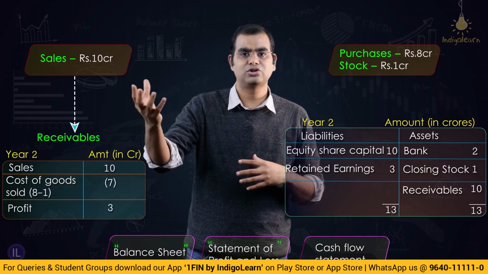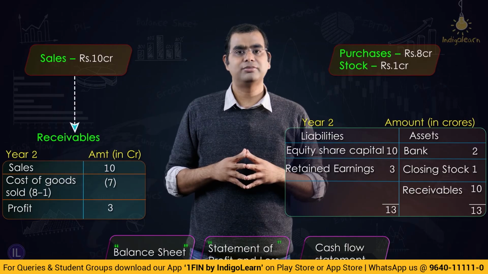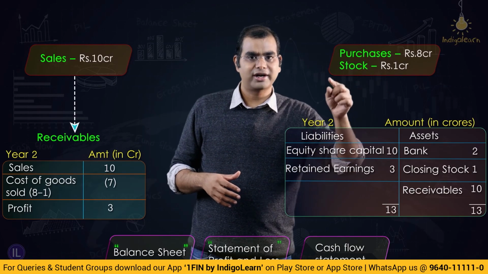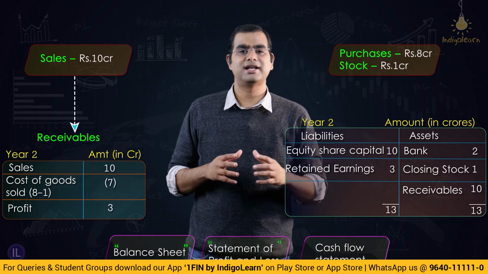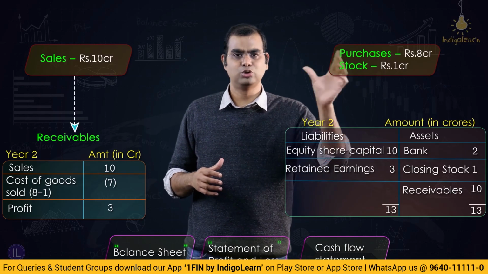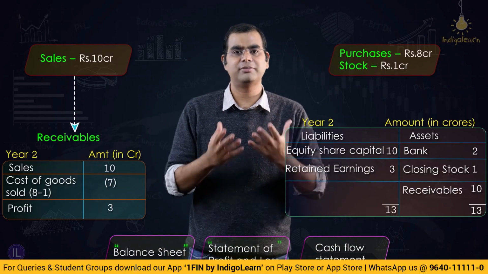So, out of this 10 crores of sales, the entire 10 crores is lying here as receivables. So, your cash gets reduced by 10 and 10 crores appears as one more additional item called receivables, and cash is 2 crores. How is cash 2 crores? Let us see the working. You prepare the cash flow statement, you will know.